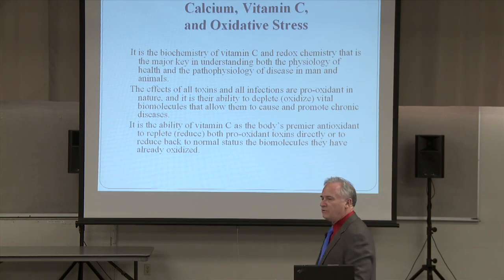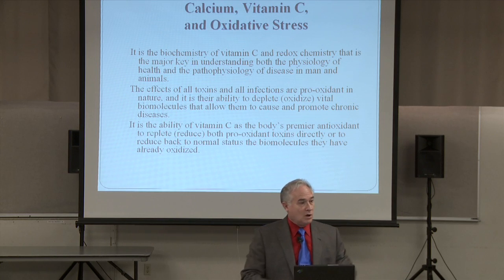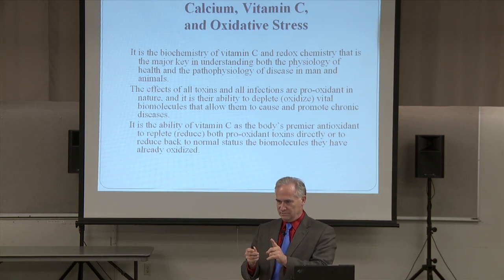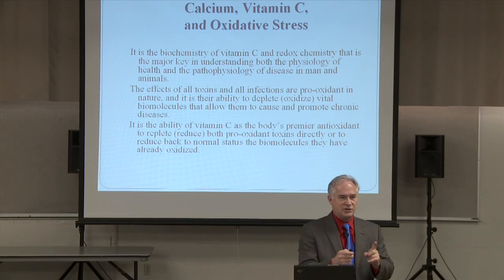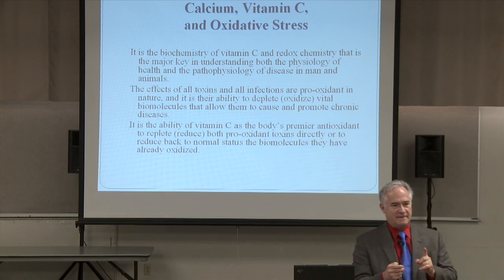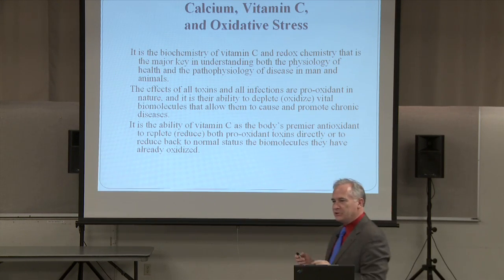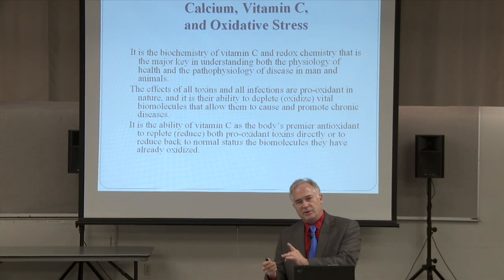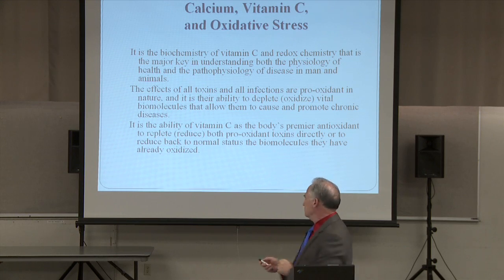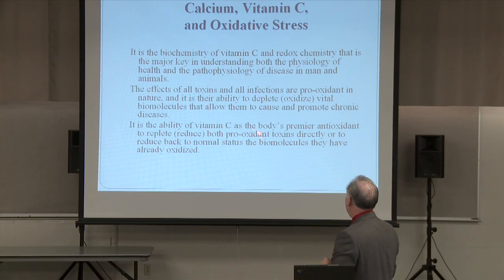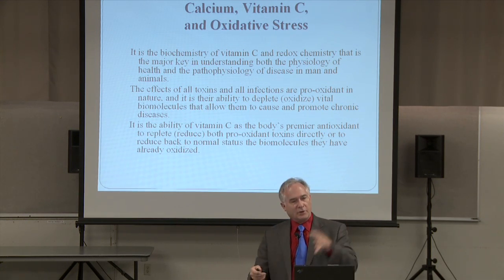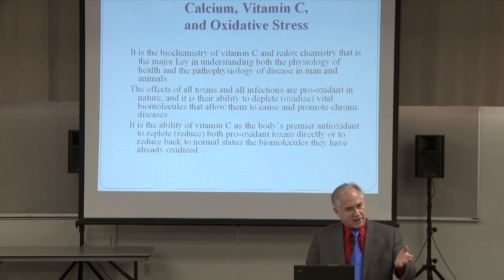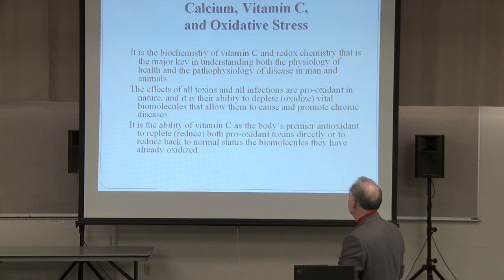Now, all toxins and all infections, 100% are pro-oxidant in nature. Okay? And that's how they do their damage, at the molecular level. And it's the ability of vitamin C as the premier antioxidant to reduce those pro-oxidant toxins, either directly or indirectly, to change the effect that they caused.